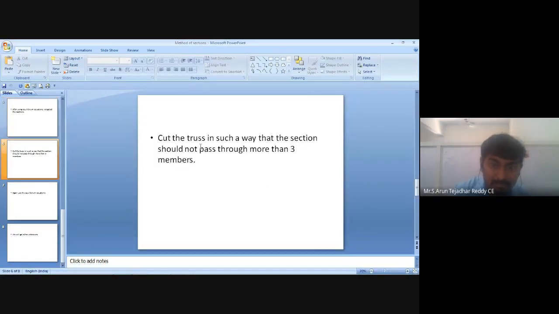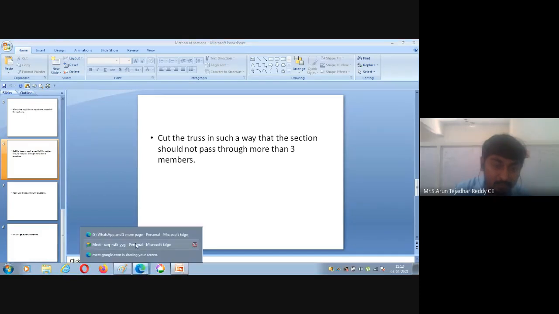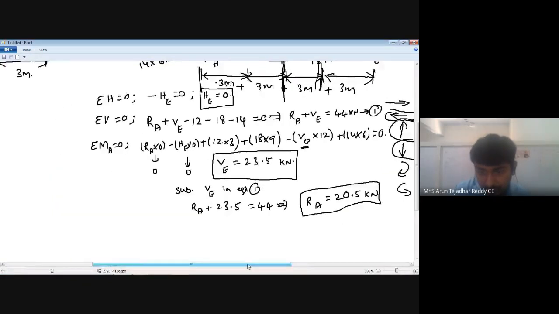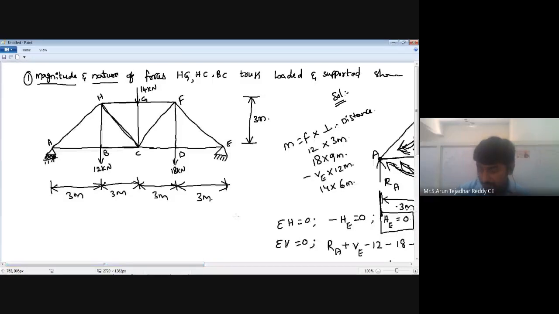Cut the truss in such a way that the section should not pass through more than 3 members. So observe this diagram once, cut the truss, but it should not pass through more than 3 members. One point is already given in the problem, that is HG, HC, BC. First of all, find where is HG, where is HC, where is BC. After finding, then cut that truss.